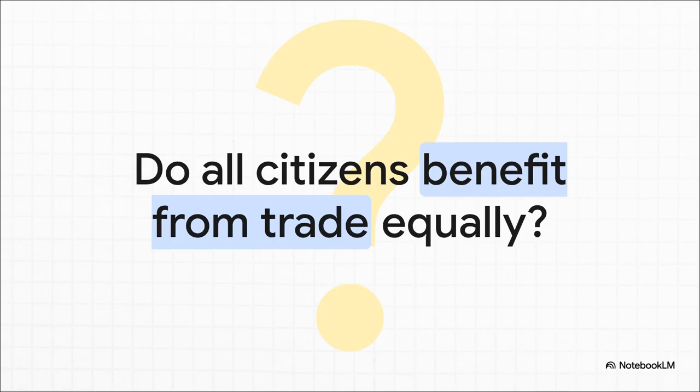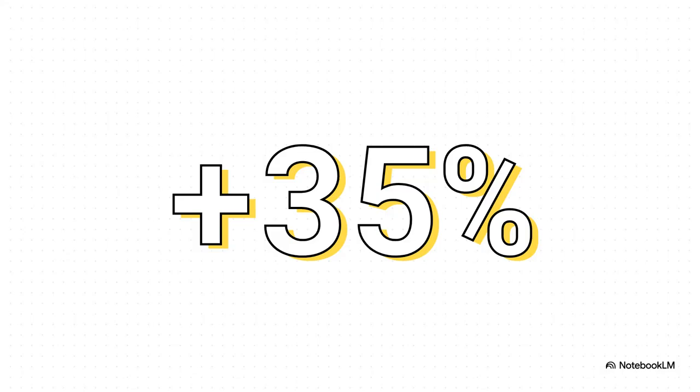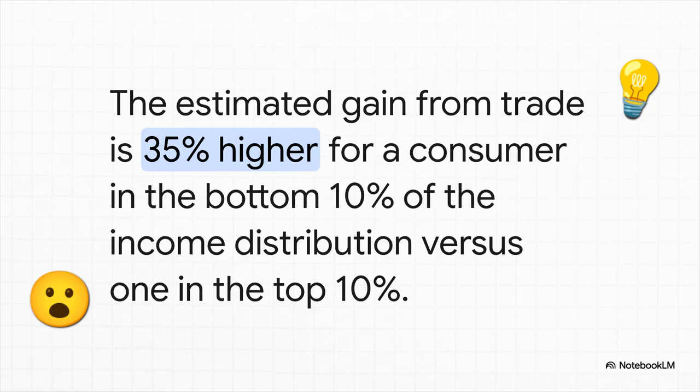Well, it turns out the answer is a big, clear no. So who gets the biggest slice? The answer might really surprise you. And it all comes down to this number, 35%. What's that about? It's estimated that the economic boost from trade is a whopping 35% bigger for a consumer in the bottom 10th of the income ladder compared to someone in the top 10th. That's a huge difference. So what's going on here?